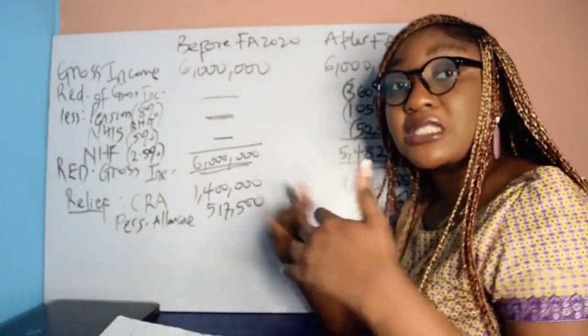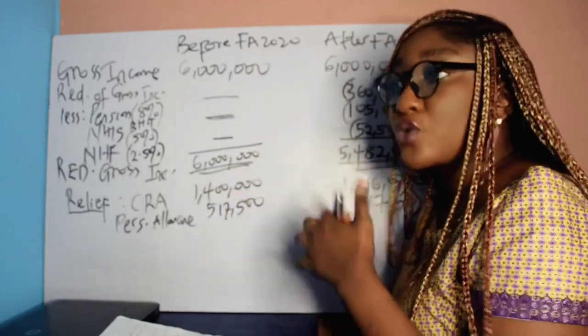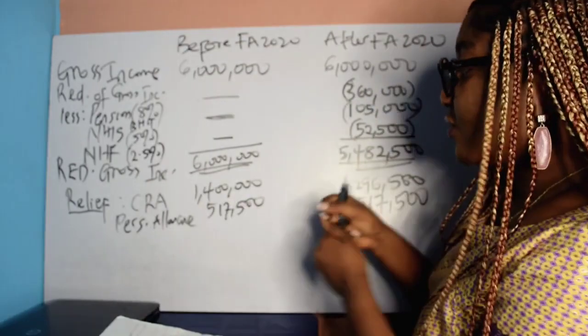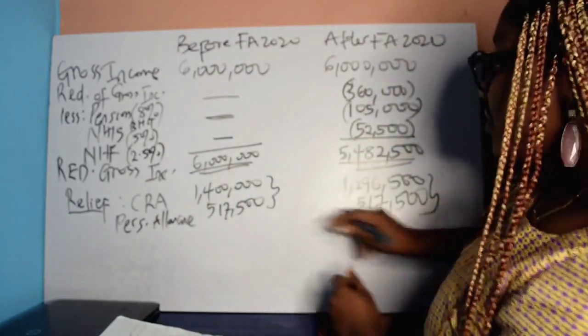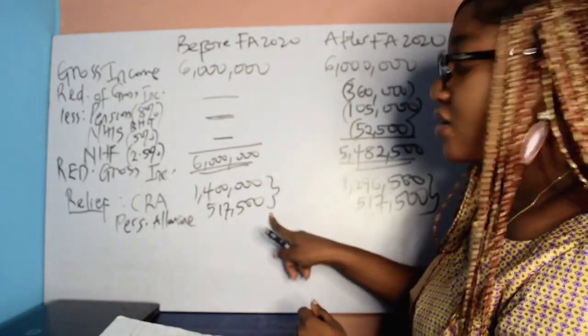The person just wants to know the difference, like doing it side by side, and I'm like, maybe other people might also be interested in that. So this now is your total relief. So this is the total relief they are giving you. So instead of them taxing this whole amount, they will give you this relief.